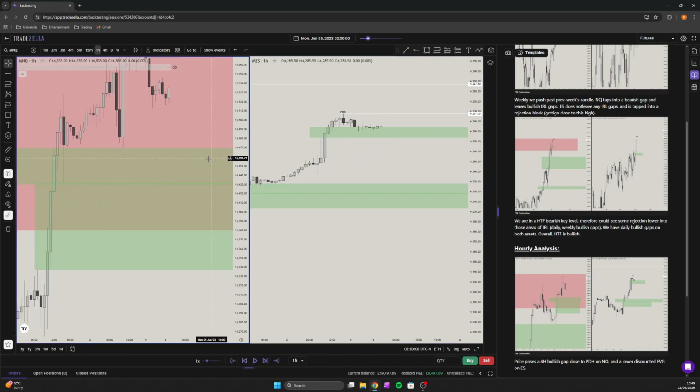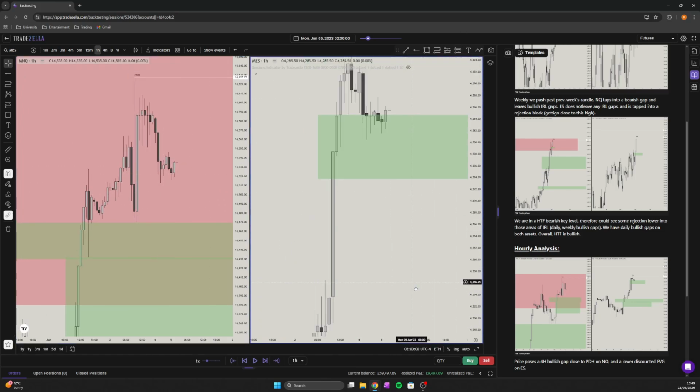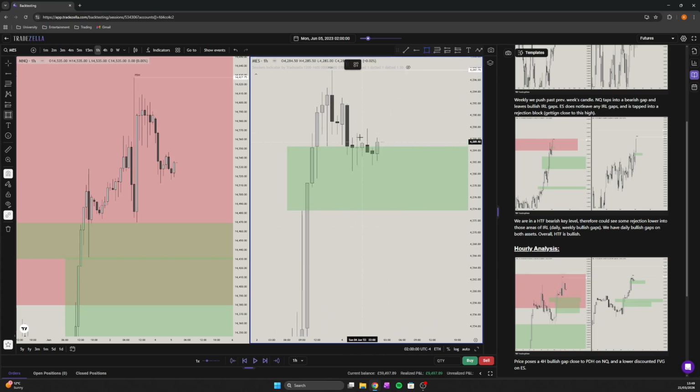Let's just go into the 1 hour. Let's see what's going on. Are we respecting bearish PD arrays? Right, that's what I'm interested in looking at right now. Needs to be accumulating.